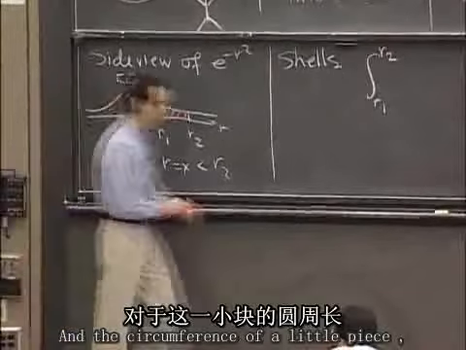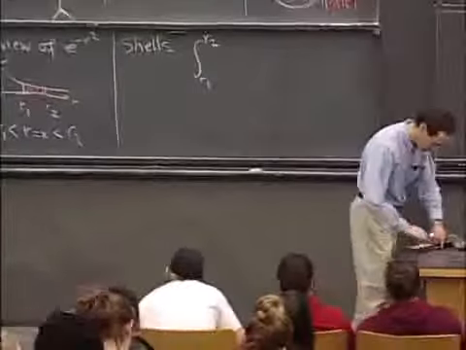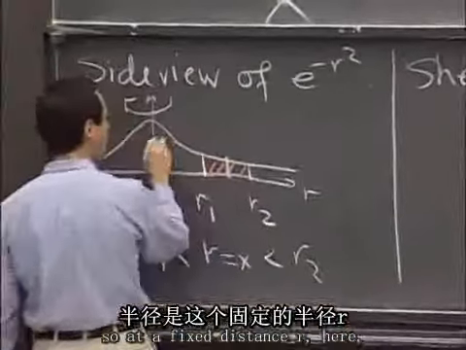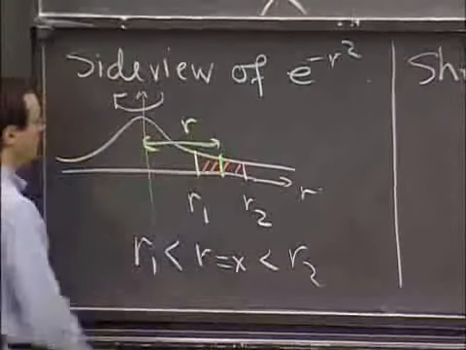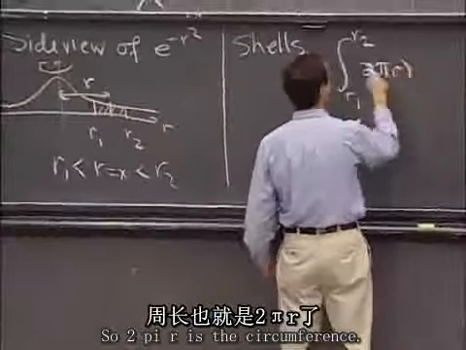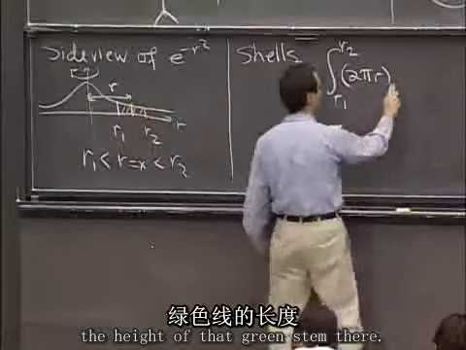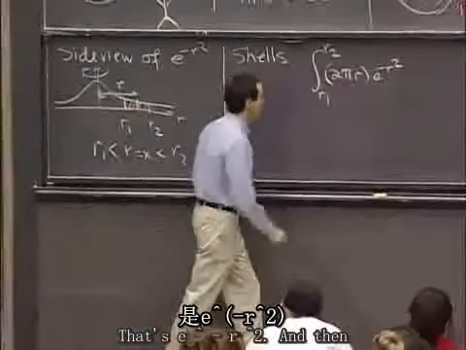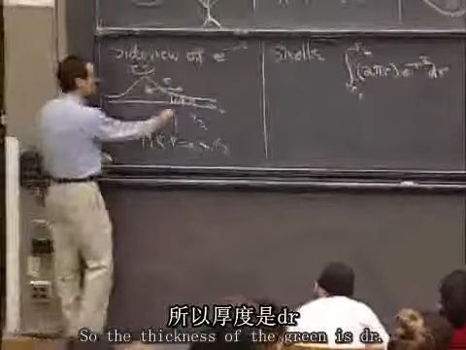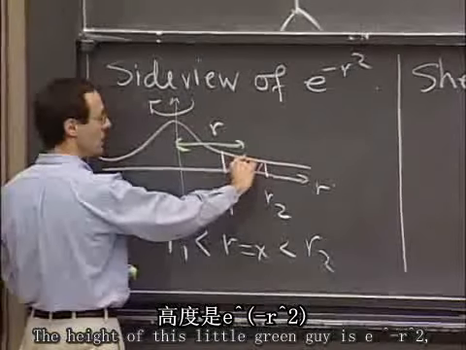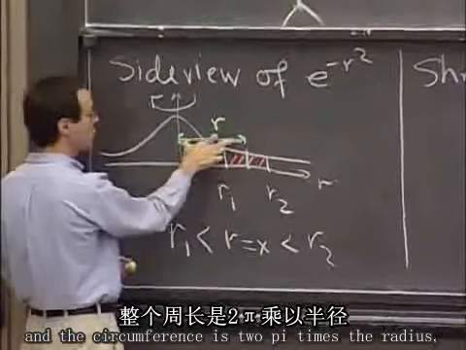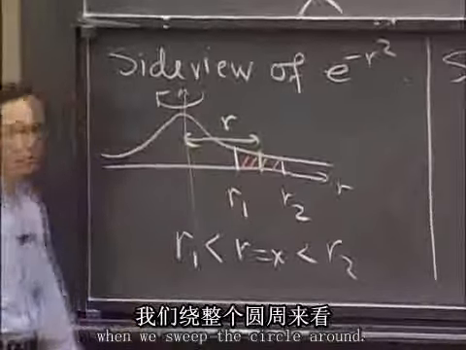And the circumference of a little piece, so at a fixed distance r here, the circumference is going to be 2 pi r. So 2 pi r is the circumference, and then the height is the height of that green stem there. That's e to the minus r squared. And then we're multiplying by the thickness, which is dr. All right, so the thickness of the green is dr. The height of this little green guy is e to the minus r squared. And the circumference is 2 pi times the radius when we sweep the circle around.